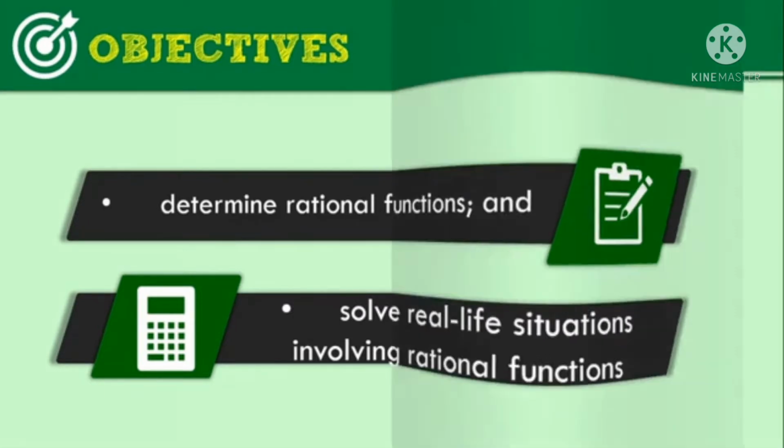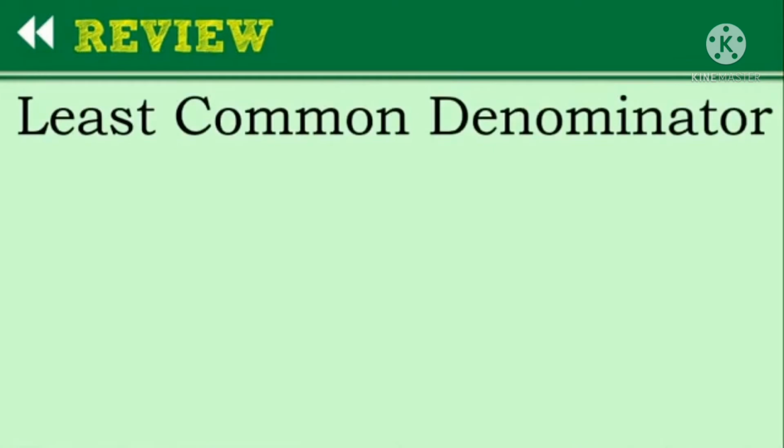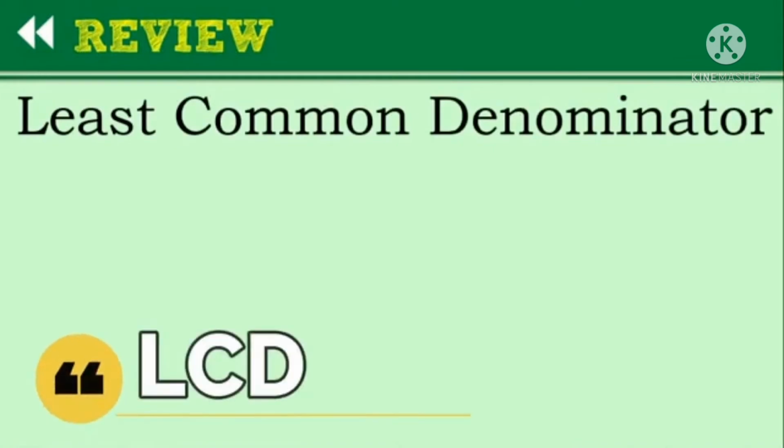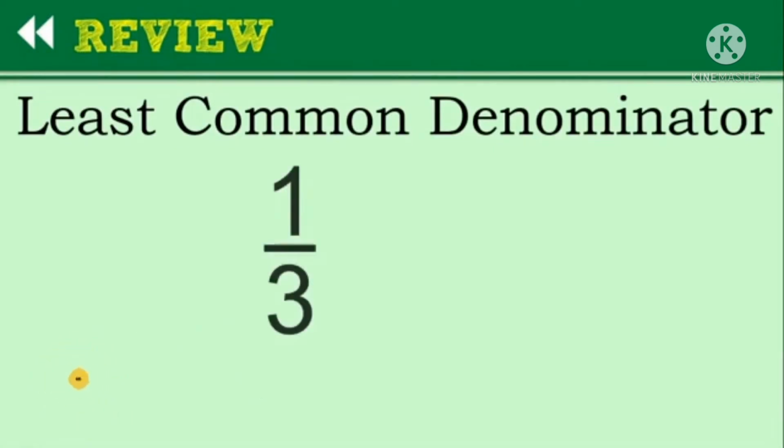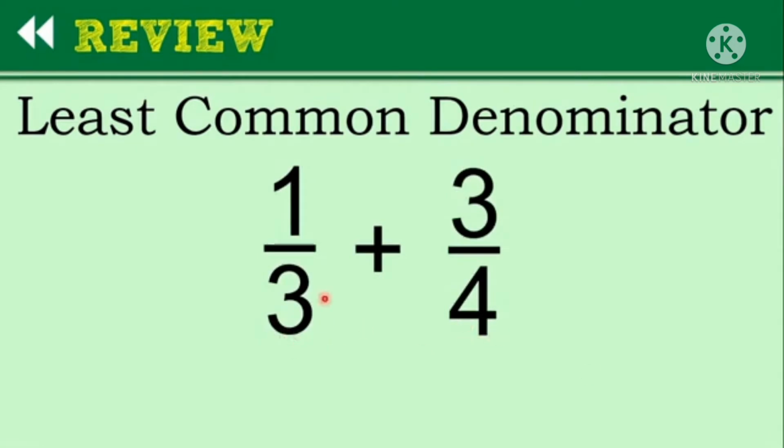Let's start with a review. Let's recall the concept of least common denominator, or the LCD. Given 1 over 3 added to 3 over 4, how do we get the sum considering that they have different denominators? 3 for the first fraction and 4 for the second fraction. So our next question is, how do we get the LCD? Let's refresh our minds on these steps.